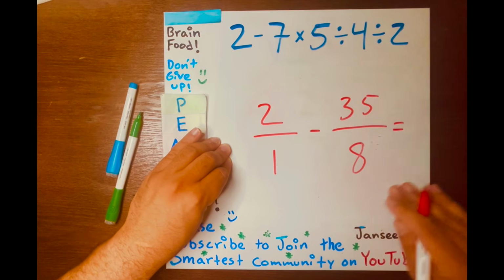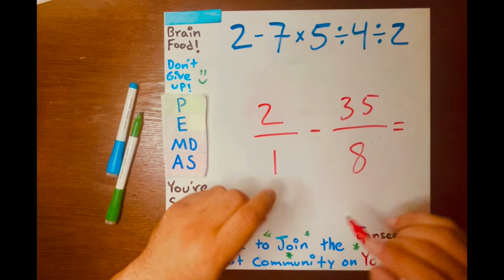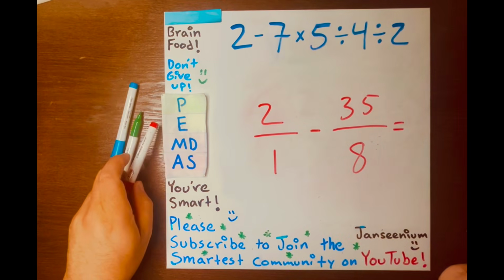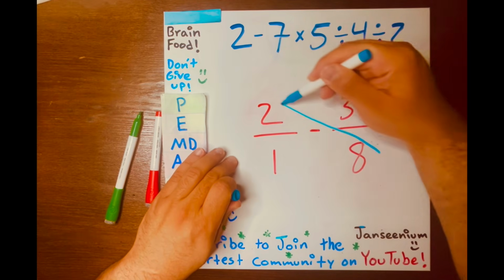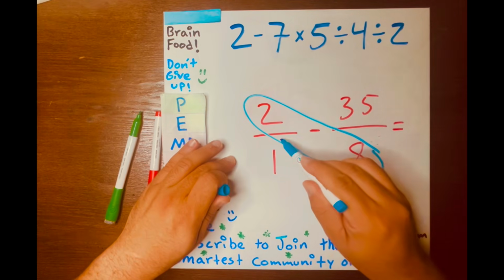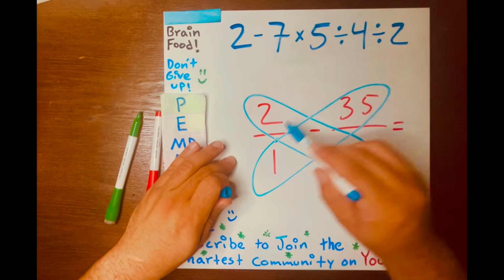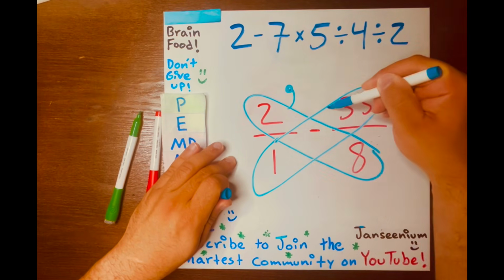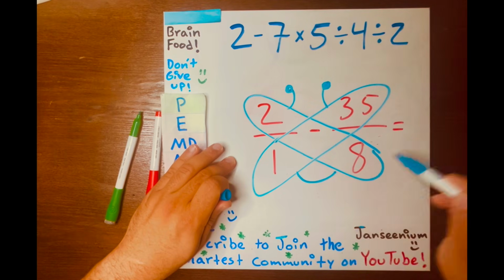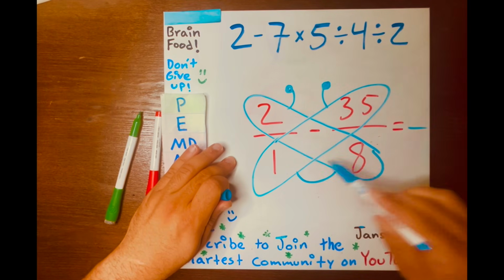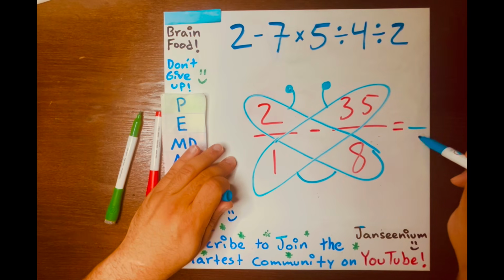And notice the denominators are different. So I will use the butterfly method. So I will draw 2 wings, 2 antennas, and a body, and you multiply what's inside the wings, and you write the results above the antennas. It's a pretty butterfly. And here's the body. That gives us the denominator. 1 times 8 is 8.